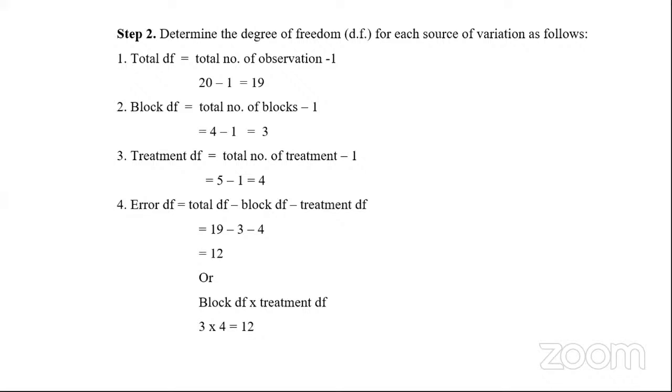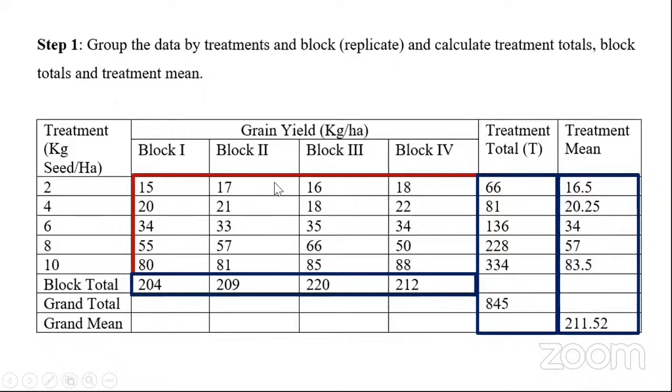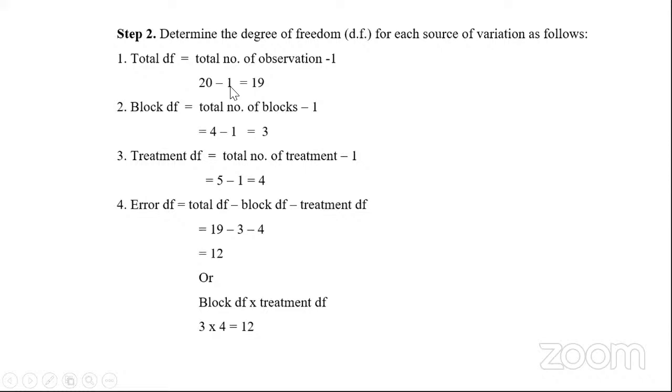So second is degree of freedom. You need to decide the degree of freedom. For total number of observations, there are 4 replicate values and 5 treatments, so there are 20 observations in total. So 20 minus 1 is 19 degrees of freedom. Total degree of freedom is 19.